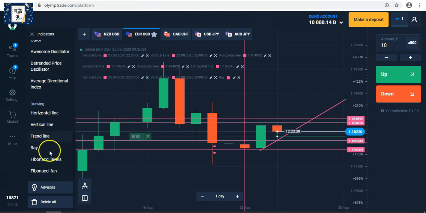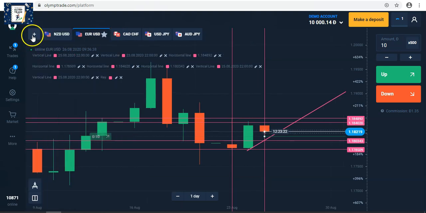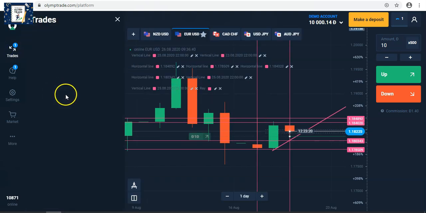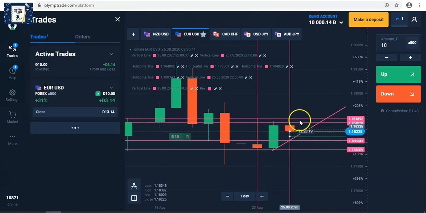And you can just use the tools here on the side that will help you to label your chart and draw more accurately your expectations and where you're looking to trade. And then once you place your trade, then you've got your list of trades on the side, and then you can monitor that.